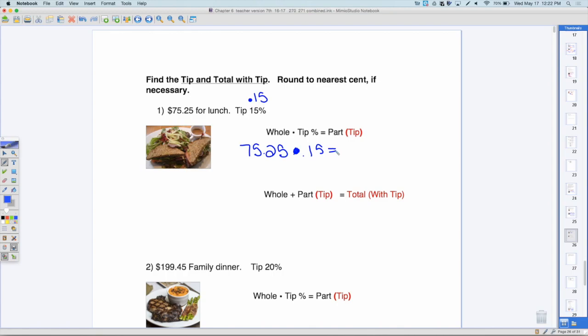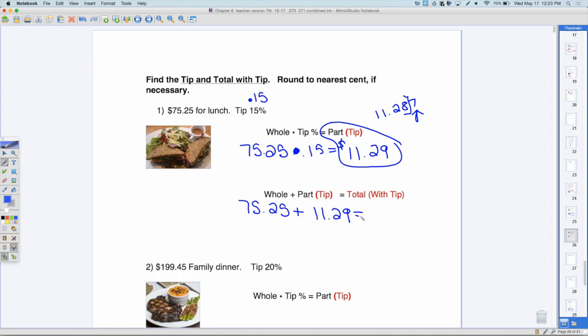Multiply that out, and we are paying extra for your tip. It's $11.287. We have 3 places after the decimal. So that 7 tells us we need to round the 8 up to a 9. So it's $11.29 extra for your tip. So $75.25 is the amount of the bill. You add the tip, $11.29. So the total with tip is $86.54.